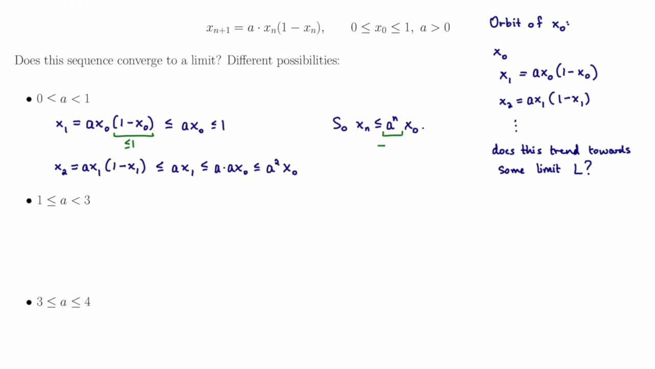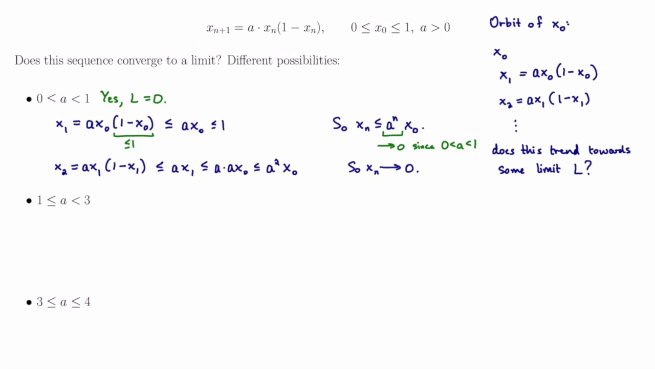Since the parameter a was between 0 and 1, a to the n goes to 0, which means that our terms are shrinking, and so the limit is 0. So anytime our parameter value is between 0 and 1, we know that the sequence will shrink to 0.